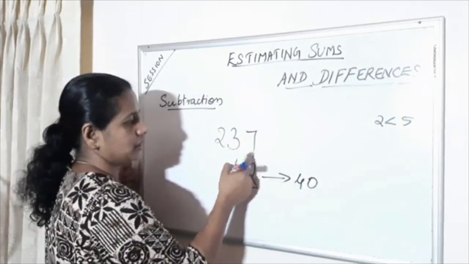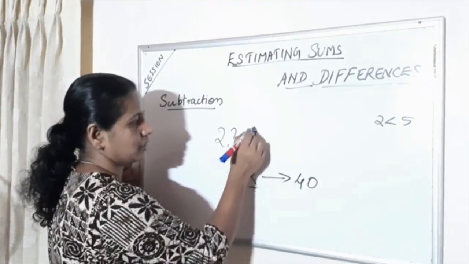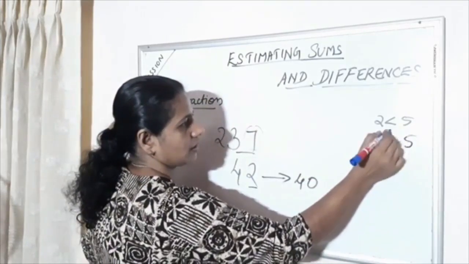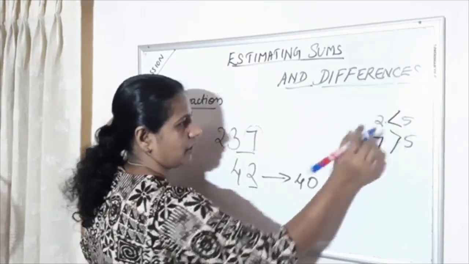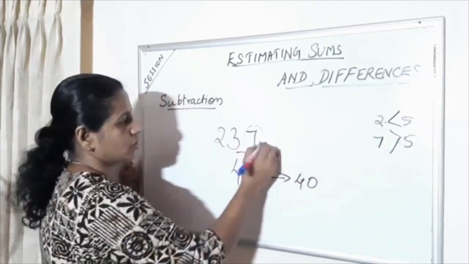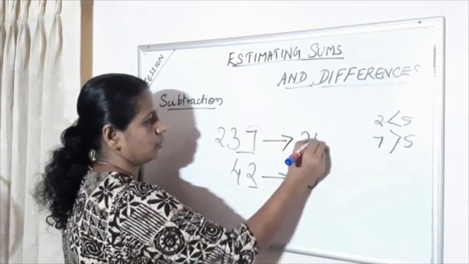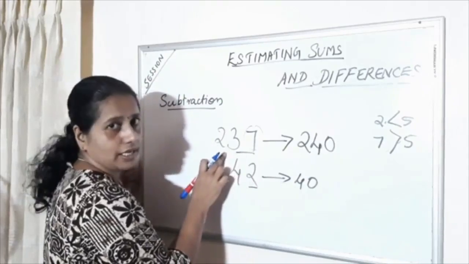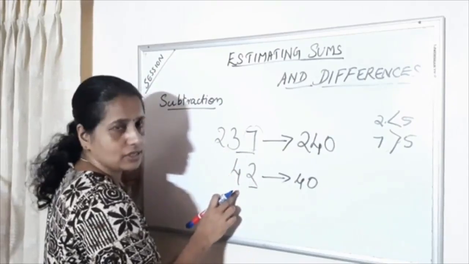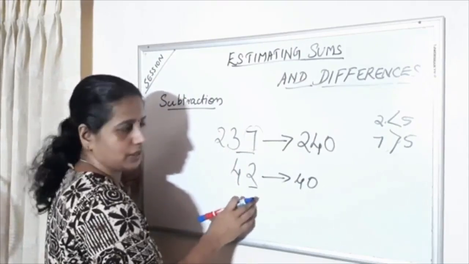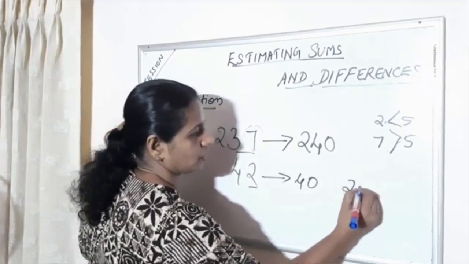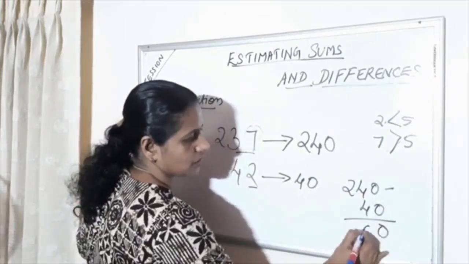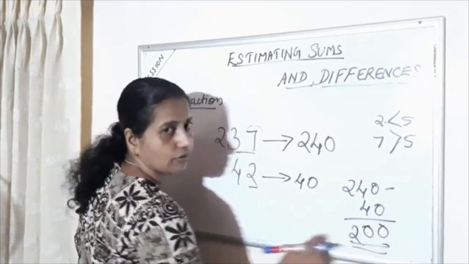Here, 37. From this 37 take 7. 7 is greater than 5, so round it up to 40. We are not rounding it to the nearest 100 because this is only a 2-digit number. So 240 minus 40. 0 minus 0 is 0. 4 minus 4 is 0. 200 is our answer.